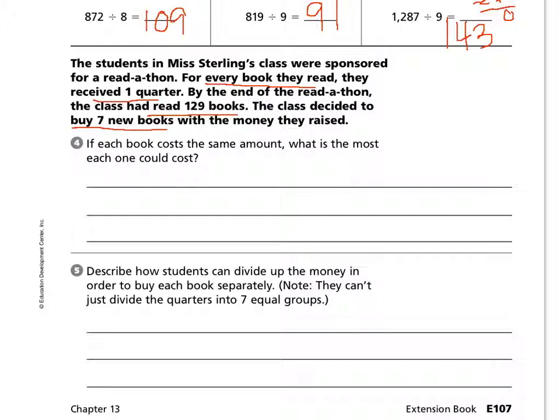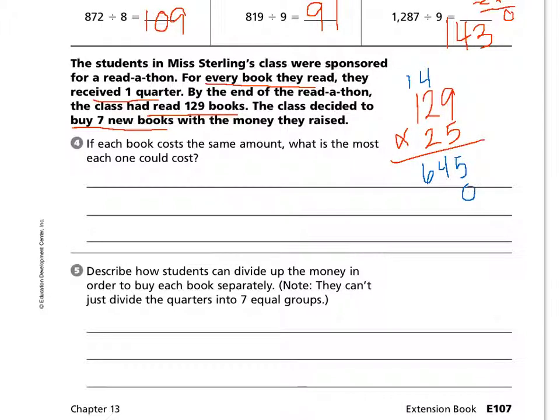So I need to first solve how much the books cost. So I know that they read 129 books, and they got 25 cents for each book. So I'm going to multiply that. You can break it up into 2 different problems if you want, or solve it the other way. So 5 times 9 is going to be 45. Carry the 4. 5 times 2 is going to be 10, plus 4 more is going to be 14. Carry the 1. 5 times 1 is 5, plus 1 is going to be 6.